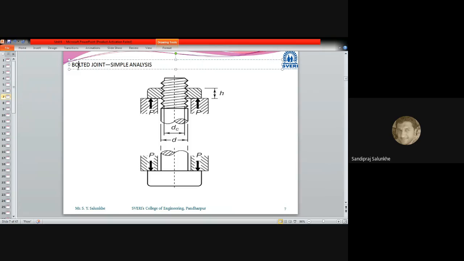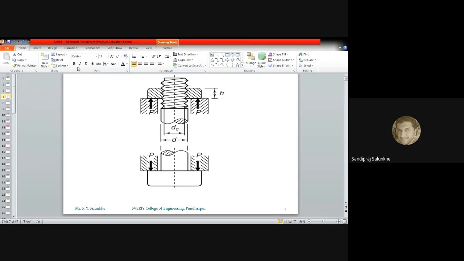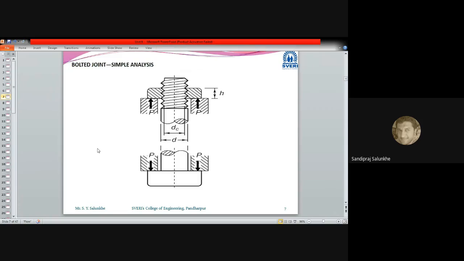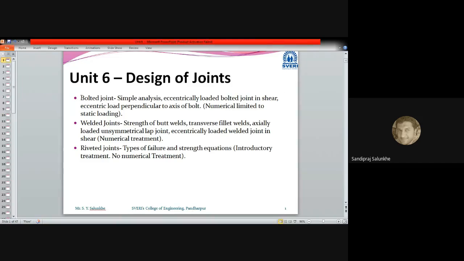Next, we are going directly to the design of bolts. Out of that, we are going to start from the simple analysis, and that is included in the syllabus. If you look at the first slide, bolted joints just start from simple analysis.